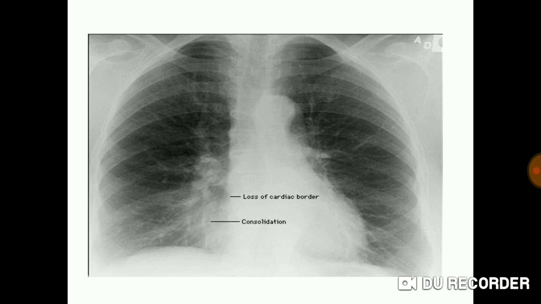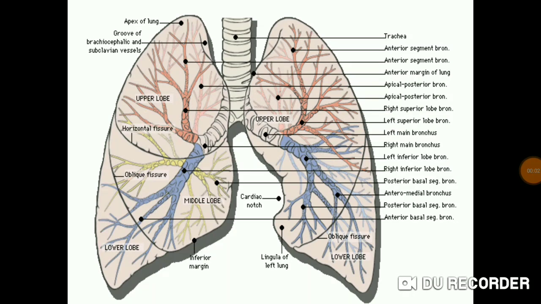You can see in this X-ray loss of cardiac border and consolidation. This is the anatomy of the lung: apex of lung, groove of brachiocephalic and subclavian vessels, upper lobe, lower lobe, middle lobe, oblique fissure, trachea, anterior segment, anterior margin of lung, apical posterior segment.